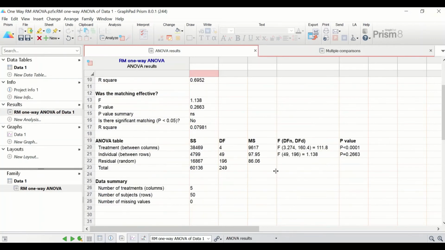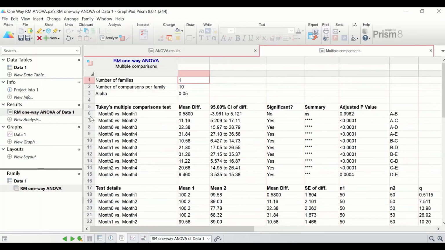To find out which pair or combination of pairs have significant differences in terms of weight loss, multiple comparison will be used using the Tukey test. In the Tukey test, of the five levels, month zero is compared to months one, two, three, and four. And month one is compared to two, three, and four. And month two is compared to month three and month four. And month three is compared to four.